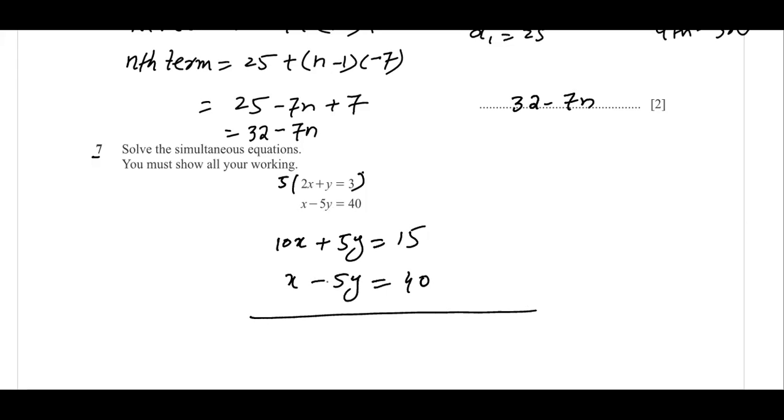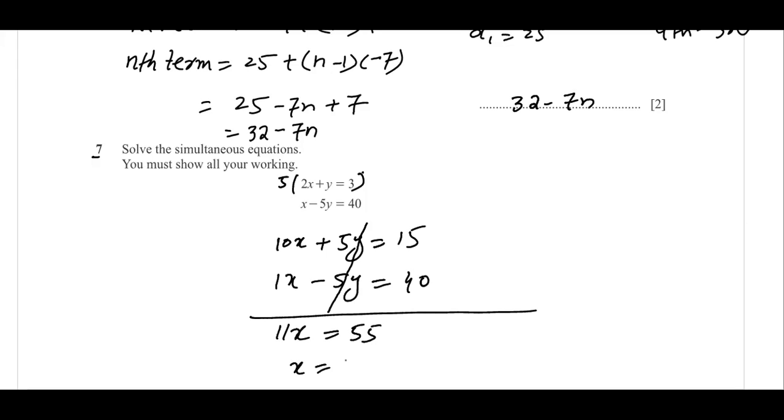Now, after we equate the coefficient, we check the sign of the coefficient. If they have the same sign, what we do is subtract. If they have different signs, we add. For addition, we don't change these signs. So simply what I will do now, they will cancel because plus 5y with -5y. So this will be 10x plus 1x, because no coefficient means the coefficient will be 1. So 10 plus 1, it will be 11x equals 15 plus 40 will be 55.